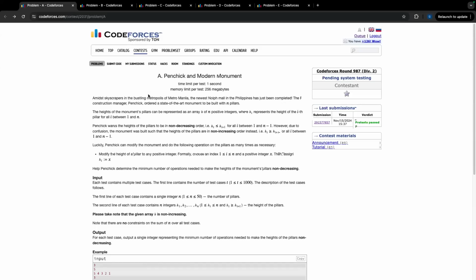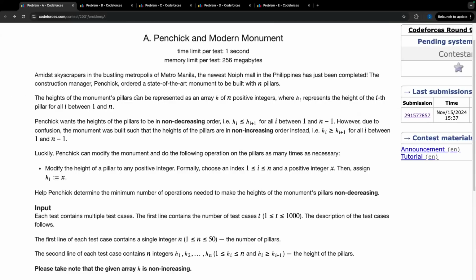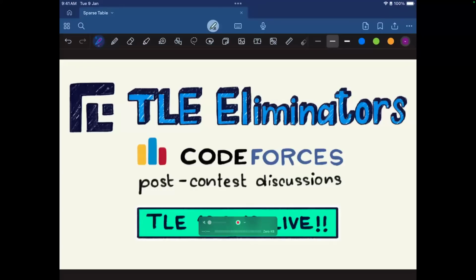Problem A. Problem A says that, guys, you are given a non-increasing array. Okay, this is what the problem says. You are given a non-increasing array and using some operations. What operations? In one operation, you can take an A_i and change it to any value X. So using these kind of operations, you have to make it non-decreasing. Let me take a few examples and show you what the problem actually means.